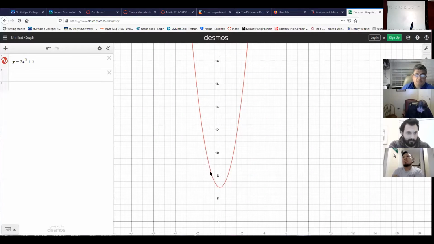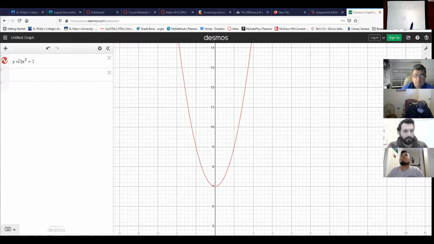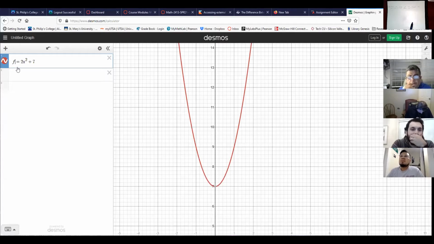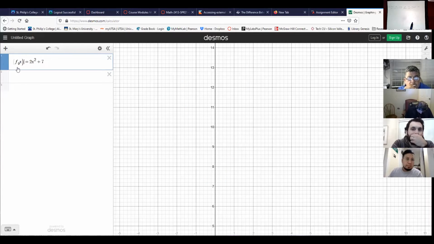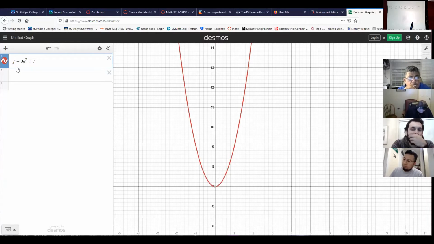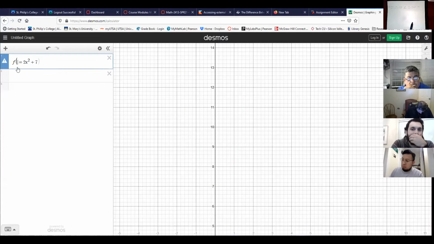All right, let's see here. 2x squared plus 7. This is the function they're asking about. We'll call it f of x instead to keep consistent. Stupid fat fingers. There we go.